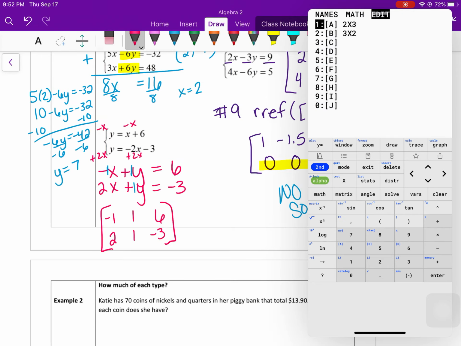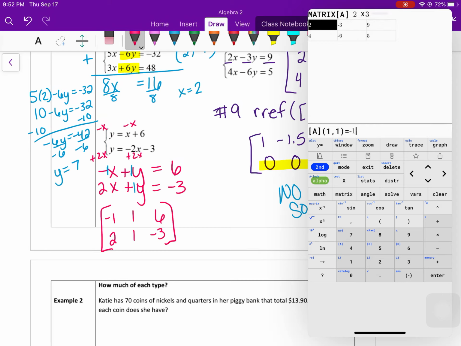So I'm going to go into matrix, go over to edit, and it's a 2 by 3 again, and type in this matrix.